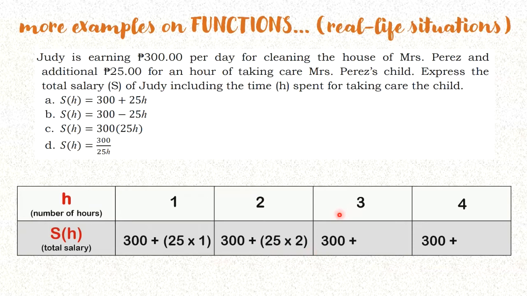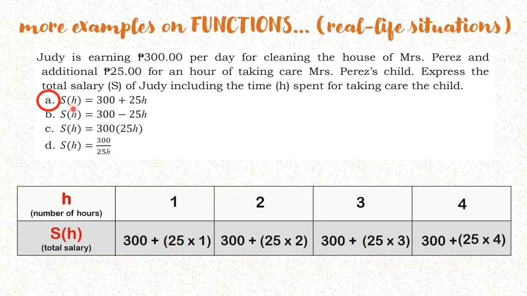What about kapag 3 hours niya inalagaan yung anak ni Mrs. Perez? How much? Okay? She will receive an additional of 25 times 3 pesos. Okay? And then lastly, kapag 4 hours, ang additional na marireceive ni Judy na payment ay 25 times 4. And so on. Okay? So, alin kaya dito sa choices ang kamukha ng pattern na ito? This is exactly letter A.